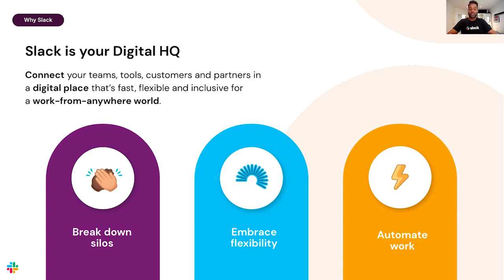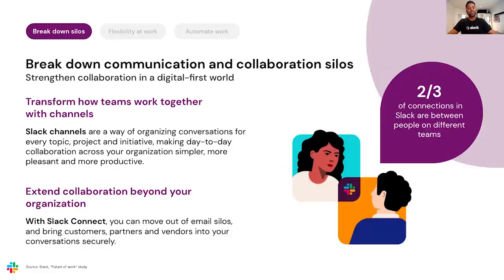We do 3 things that no one else has ever done in the history of work. Not even digital transformation has achieved this. The first thing, we break down communication and collaboration silos across your organization. And the way we do that is through Slack channels. Slack channels transform how your teams work together, which results in increased performance because the structure of people's work in channels mirrors the priorities of your company.